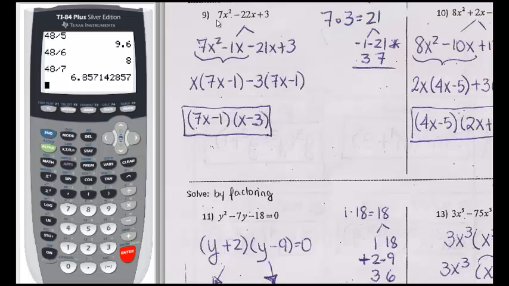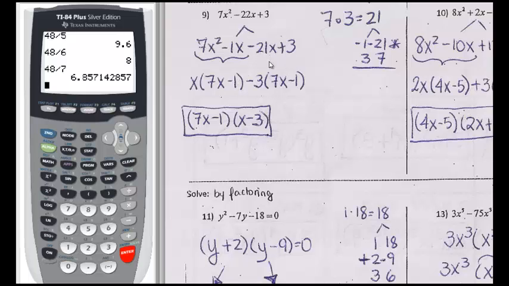Once I have that, copy the first term, split the middle term as negative 1x, negative 21x, bring down the 3. Now that I have 4 terms, group them in pairs. See how I grouped the first 2? And ask yourself, what can I factor from the first 2? I can factor out an x. And if I factor out the x, what I'm left with is 7x. And negative 1x divided by x is negative 1.